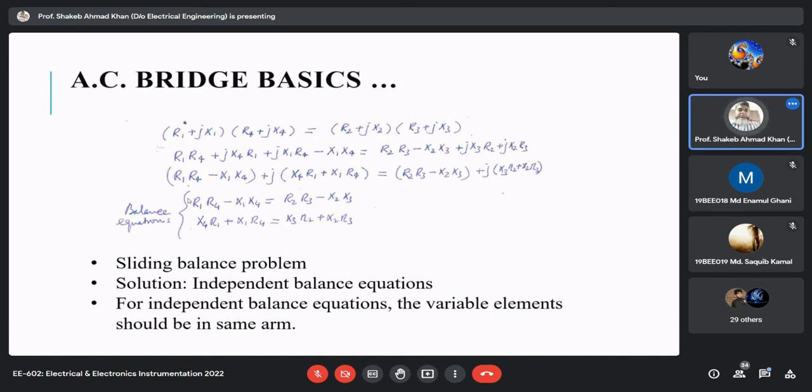If anybody is having any doubt in whatever I have discussed here, you can ask. Otherwise, we'll start discussing different types of AC bridges. Many types of AC bridges we'll discuss in this unit. Although this unit is a bit monotonous, because the same thing we'll discuss again and again, you have to bear with me. I'll try to make it as interesting as possible.